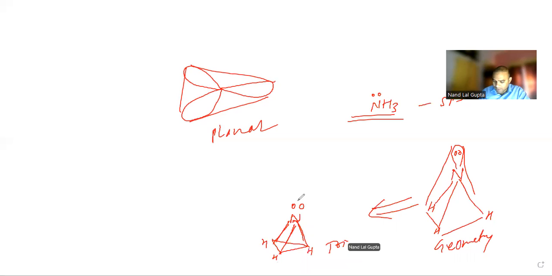This is the trigonal pyramidal. Trigonal pyramidal, because that is the downside, it is the trigonal, and above there is the pyramid. So can we move to another question, Arav?